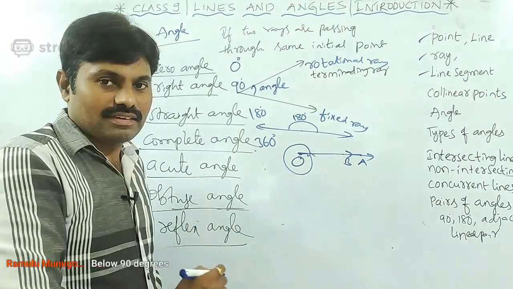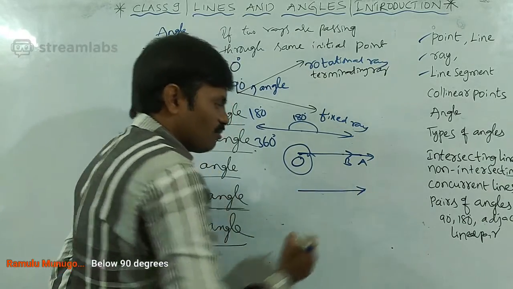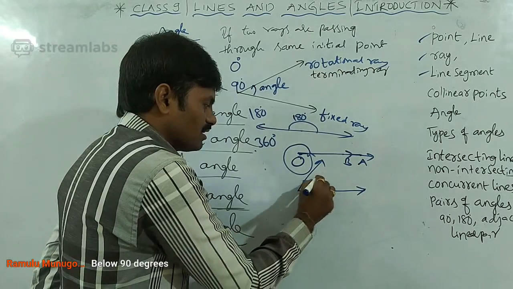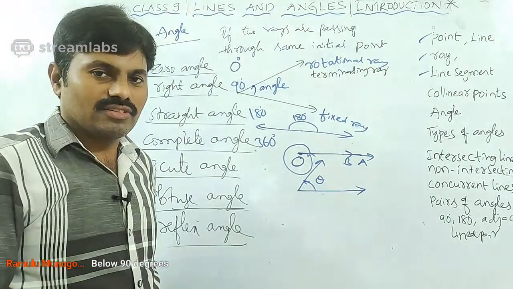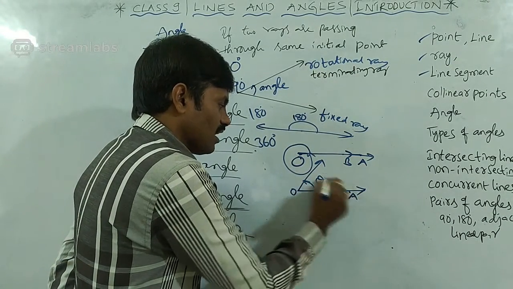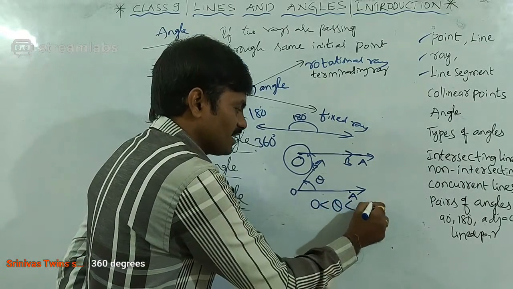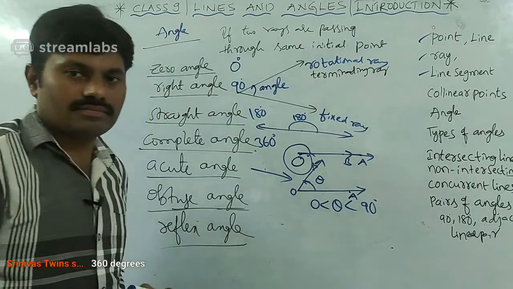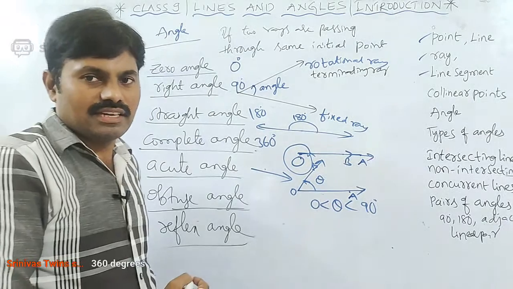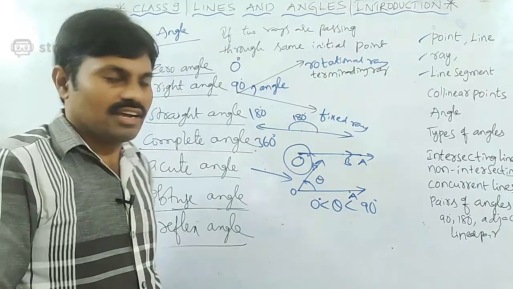Now what about the acute angle? The angle between two rays is above 0 degrees and below 90 degrees. This is called an acute angle. How to denote it? The range of the angle lies more than 0 degrees and less than 90 degrees. More than 0 degrees and less than 90 degrees is called an acute angle. Clear?